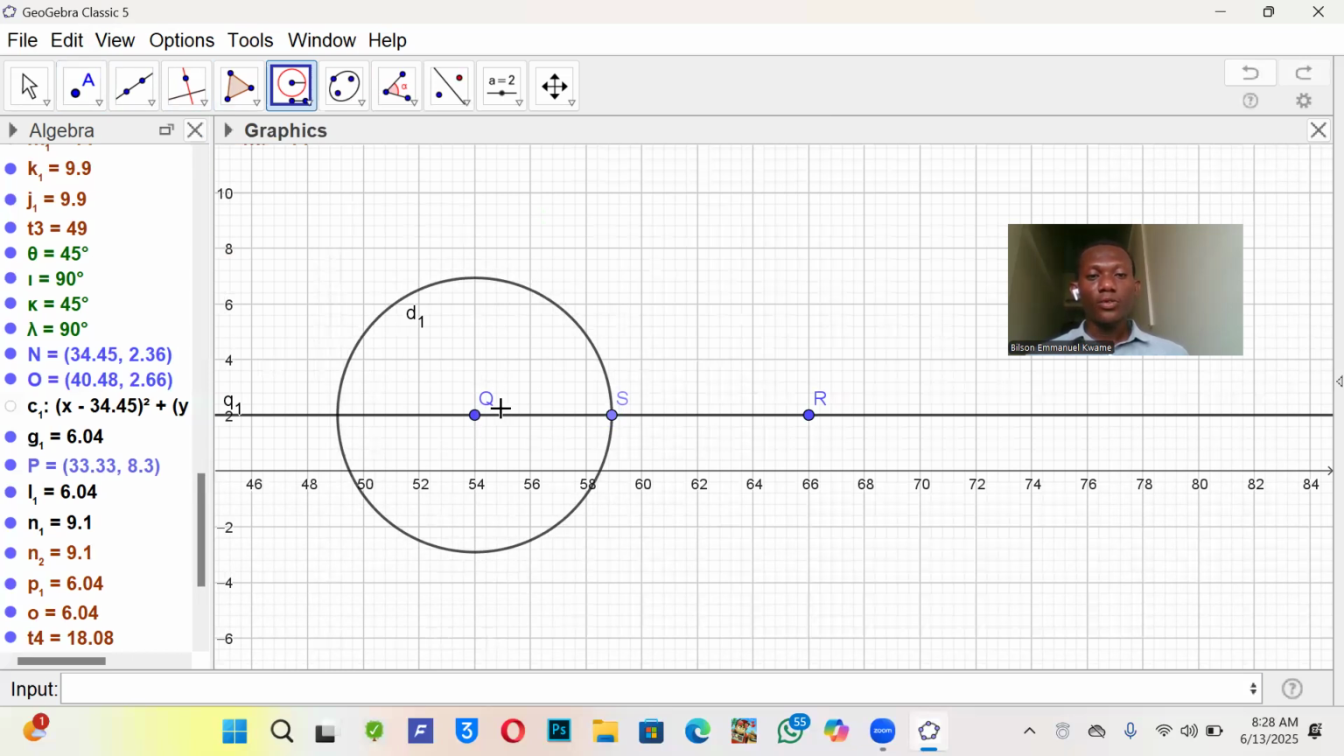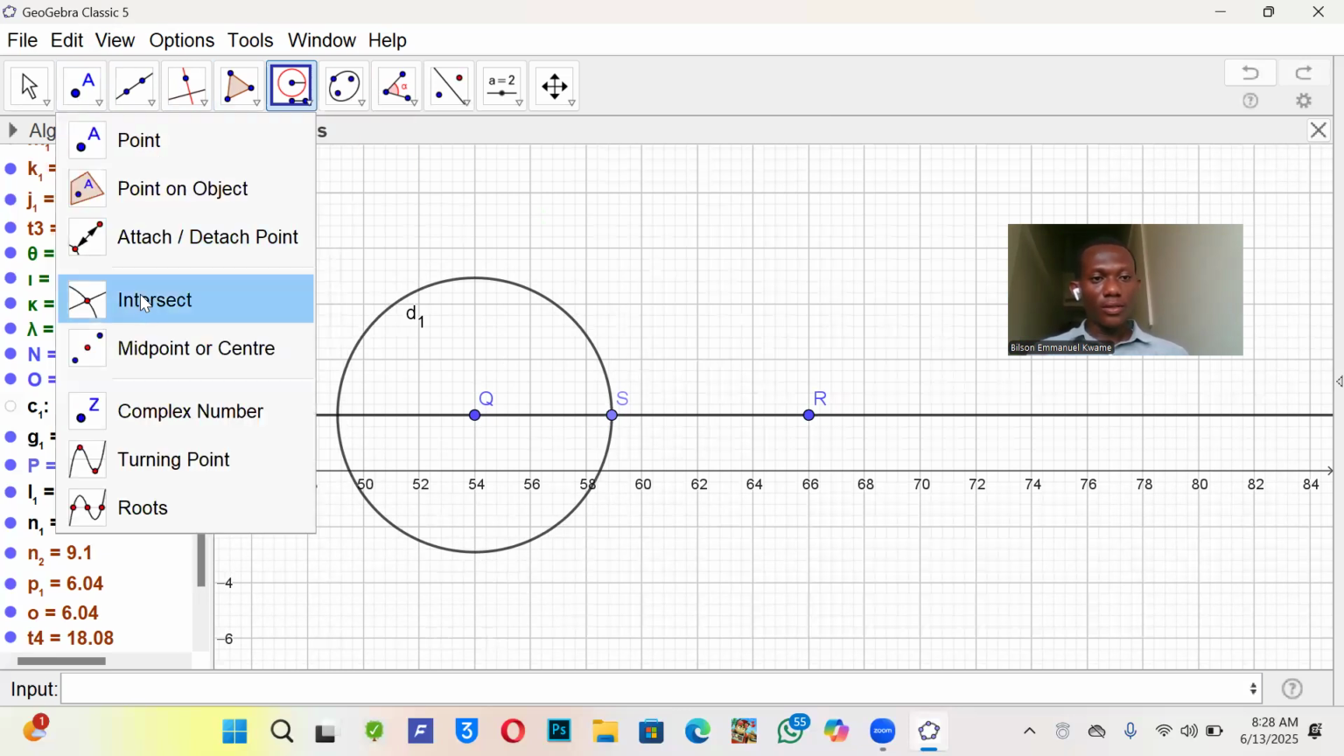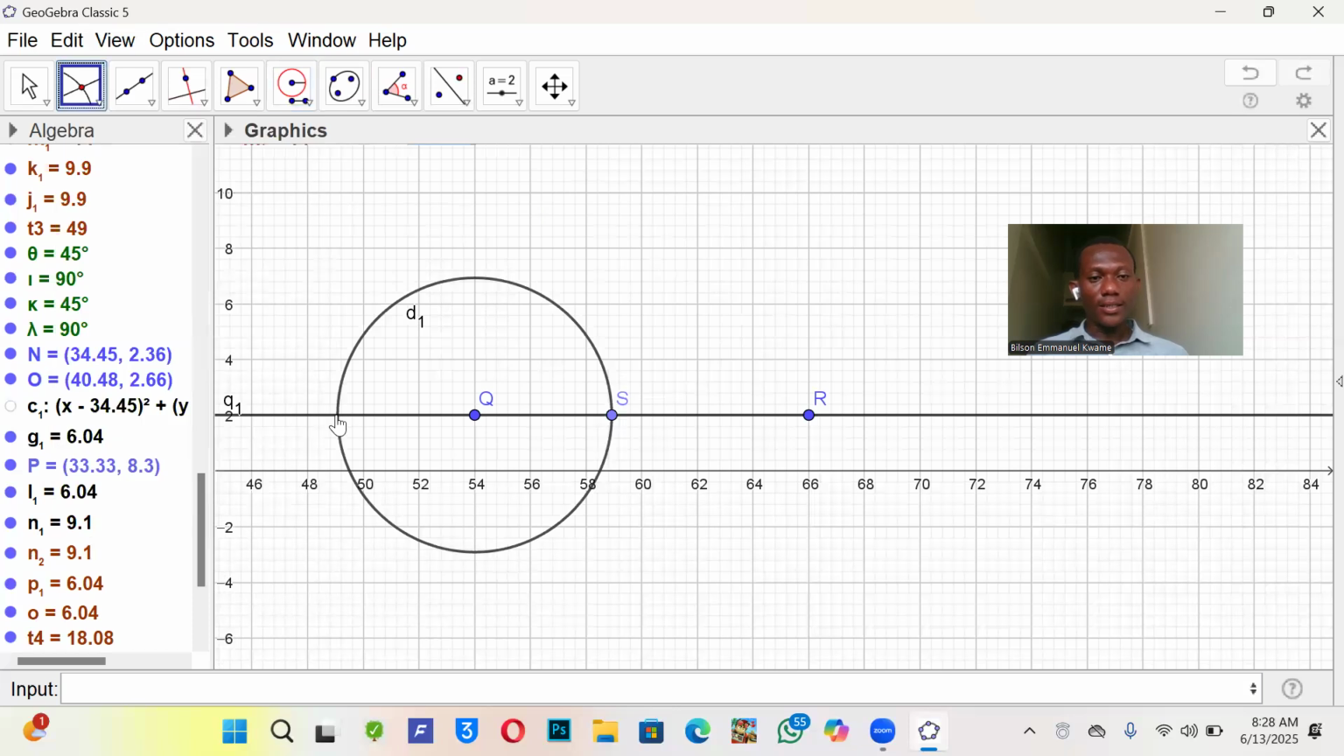Do you get it? So to know that it is a right angle, this is what we are going to do. You see that there's a point of intersection here. You have to activate the intersect tool. Then we have the intersection here, right?